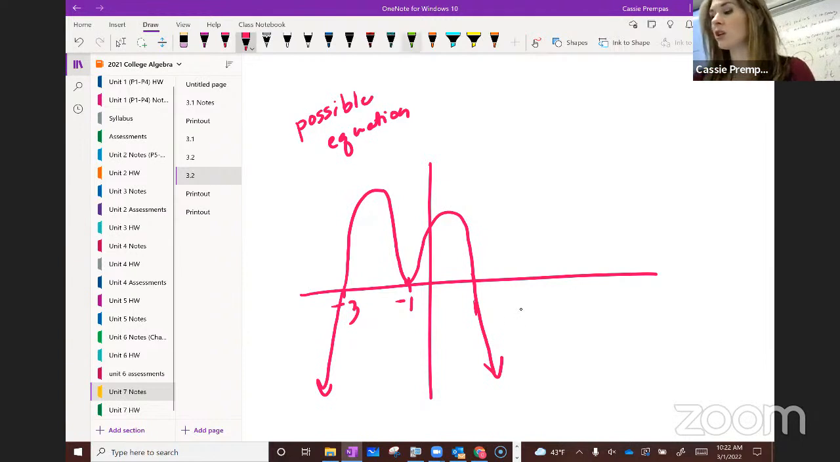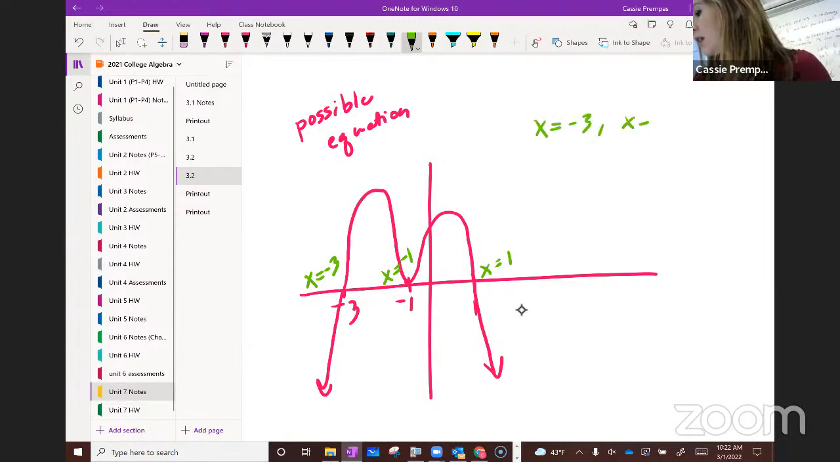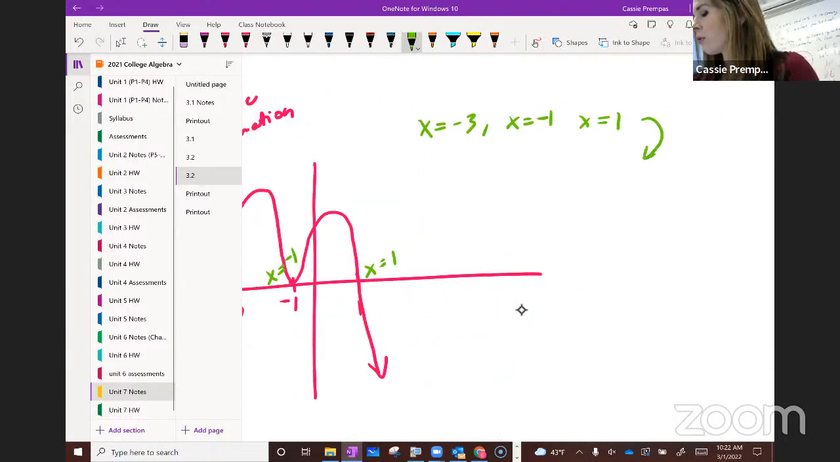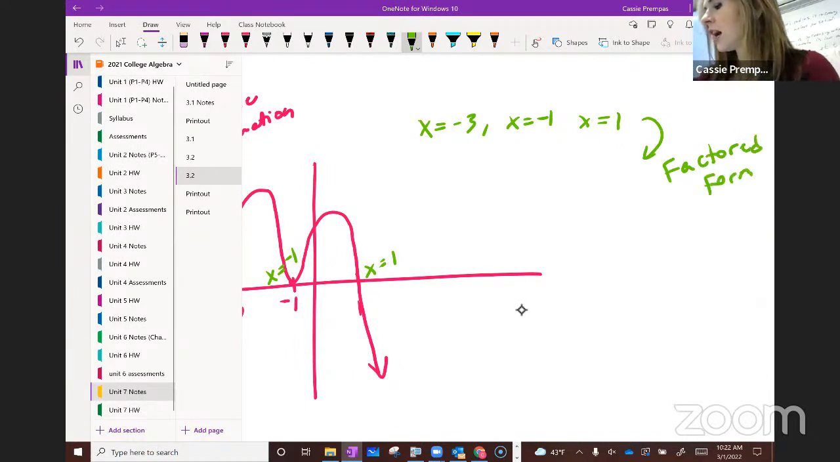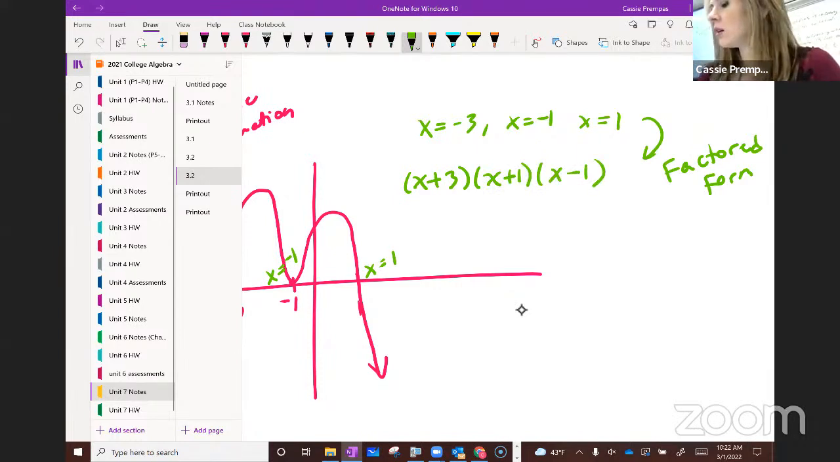Do you know how to create the equation from that based off of what you've learned? I hope so. I just want to make sure we know where to start. The first place I would start would be x equals -3. See what zero that is, and see what zero this is. This is x equals -1, and this one was at x equals 1. If you have those zeros, do you know how to put them back into factored form? Good. X plus 3. What would this one be? X plus 1. And how about this one? X minus 1. Awesome.